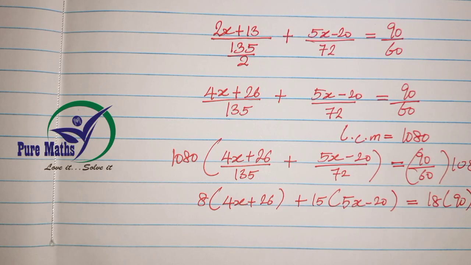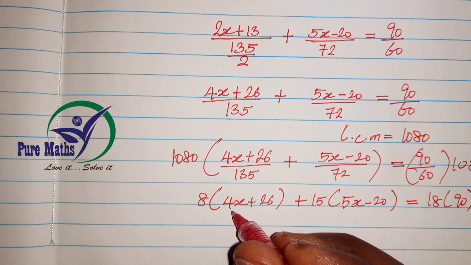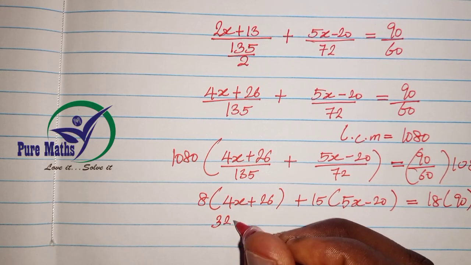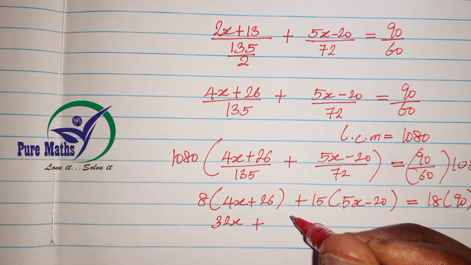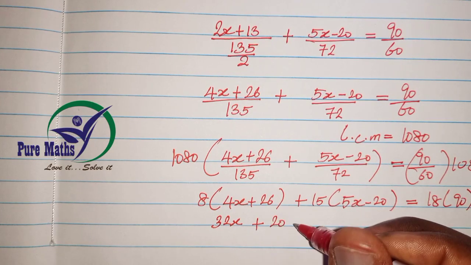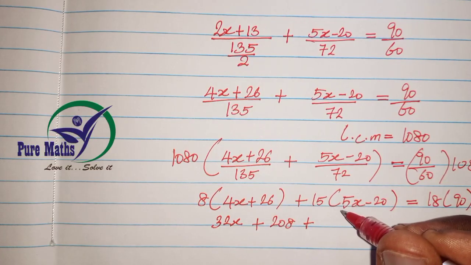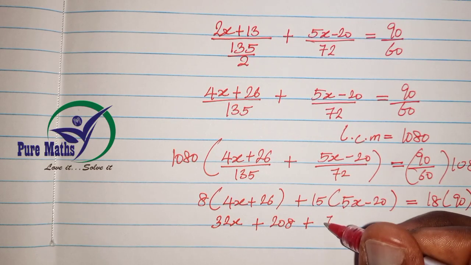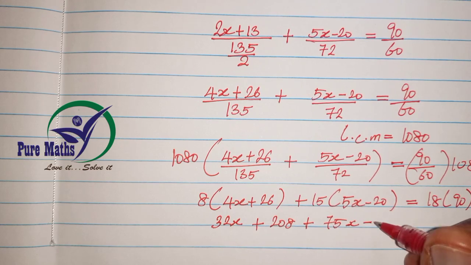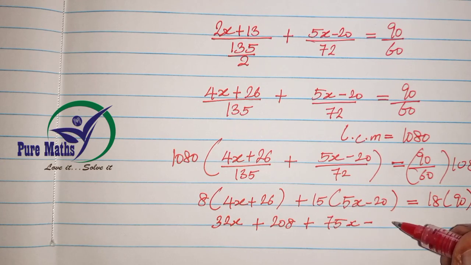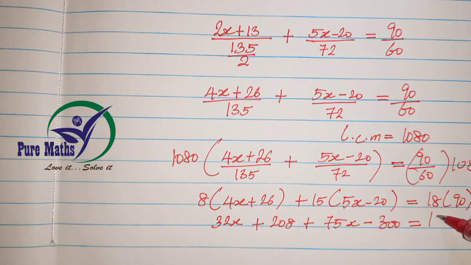All right, so having done that, the next thing that we want to do is to further simplify, which is to open our bracket. So let's open our bracket here. 8 times 4 will give us 32x, plus 8 times 26 will give us 208, plus 15 times 5 will give us 75x, minus 15 times 20 will give us 300. And this is equal to 18 times 90, this will give us 1620.